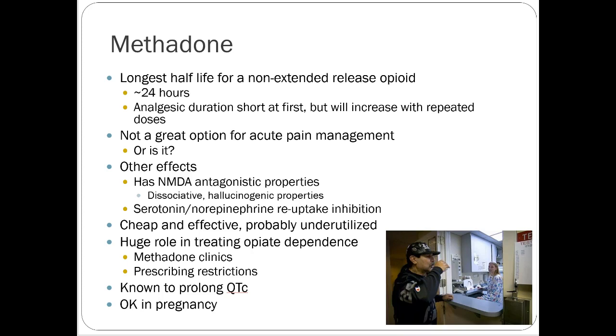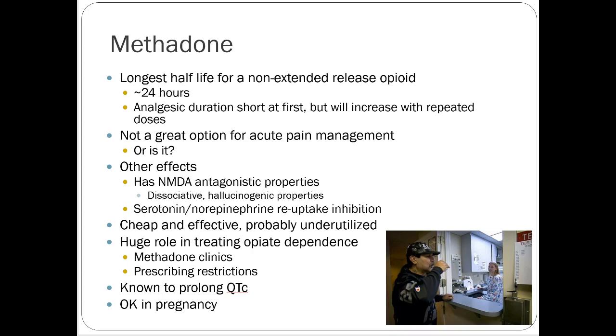Methadone is kind of a unique opioid. It's got the longest half-life of any non-extended release product at about 24 hours. Its analgesic duration is short at first, but with increased usage, it tends to pick up duration more so. So if somebody's using it for acute pain, you might see it dosed every 8 hours right away, although somebody using it chronically could probably get away with taking it once daily. Generally speaking, methadone hasn't been thought of as a good acute pain management medication, but actually there's some evidence that shows it does work pretty well, and it's relatively cheap.